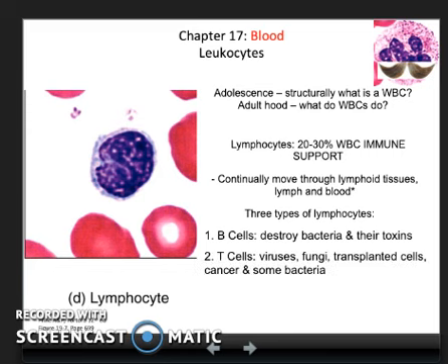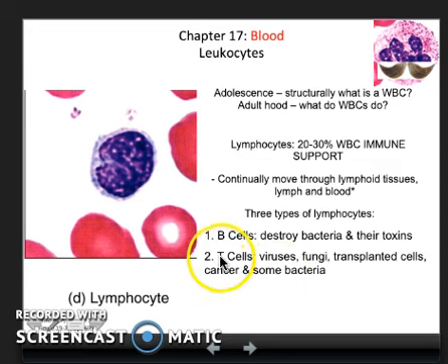The T cells, their favorite course on the menu are viruses, fungi, transplanted cells, which is not good if you need a new lung or a kidney or a liver. But good for us is cancer cells, and then some bacteria. T cells.